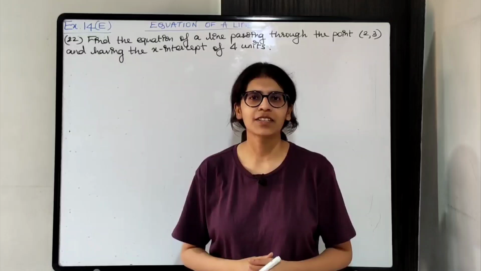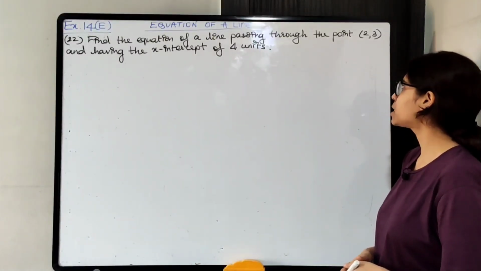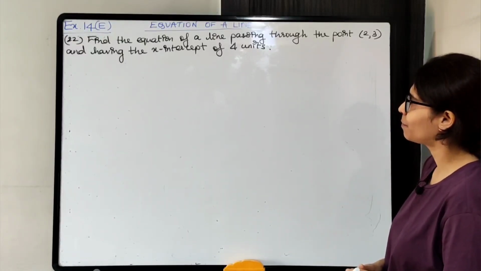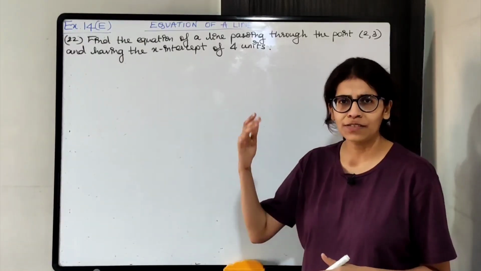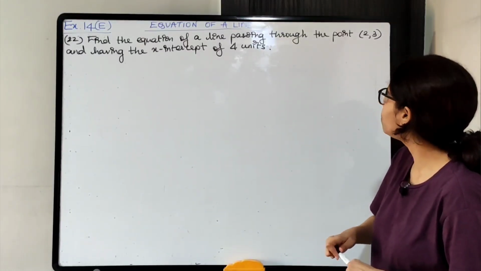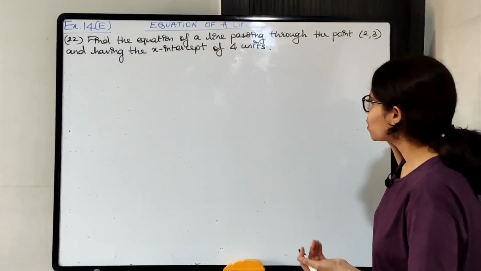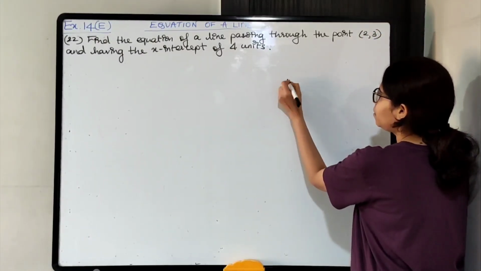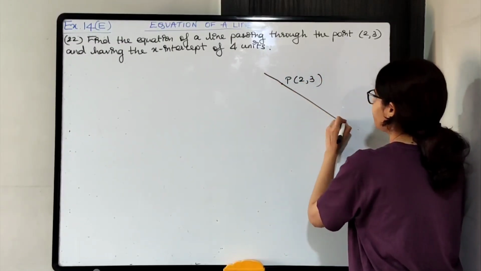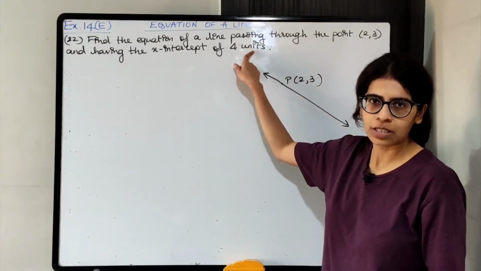Next question, question number 22. Find the equation of a line passing through the point 2, 3 and having the x-intercept of 4 units. It is very easy, similar to the previous question. So there is a line which is passing through the point 2, 3. Let this point be P. So there is some point P 2, 3 through which a line is passing. And having an x-intercept of 4 units.